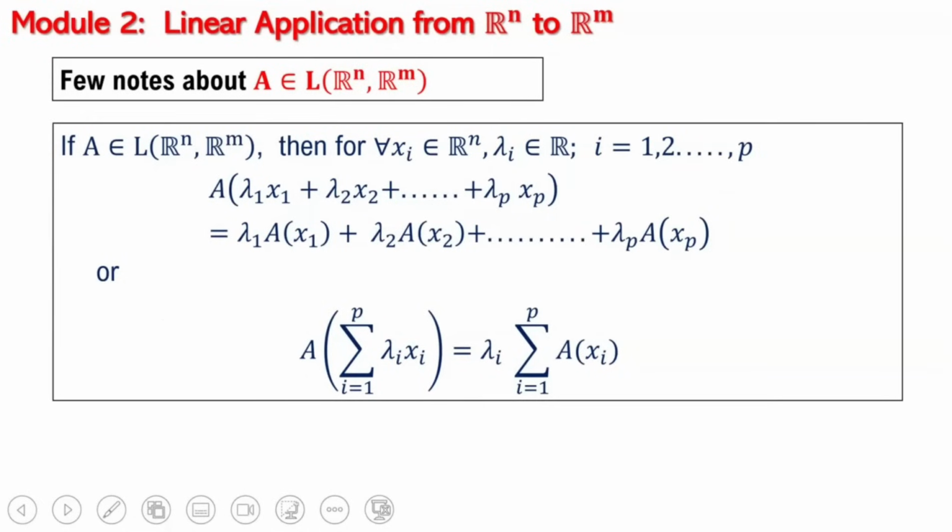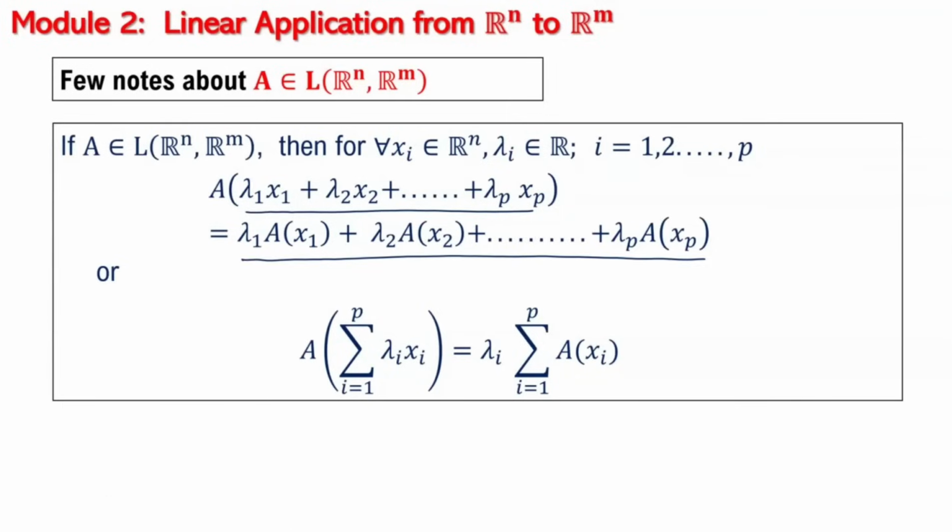Okay, now this is just a note to understand that if we have the linear combination of several vectors, up to p vectors, then it can be separated for all. So the scalars lambda 1 and so on can go out and the vectors can be separated due to the linear property of A.